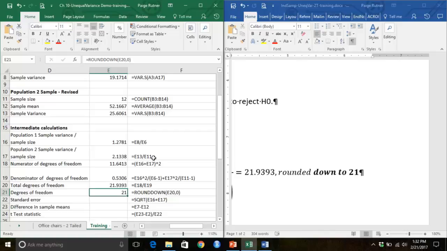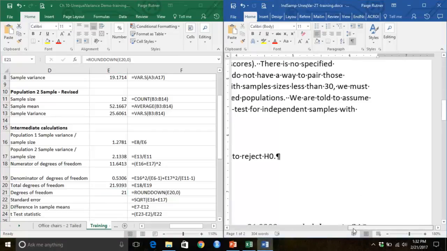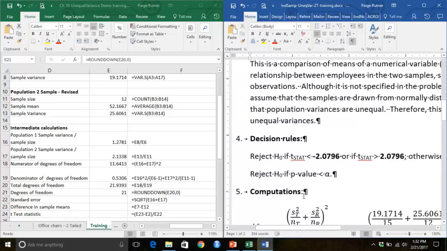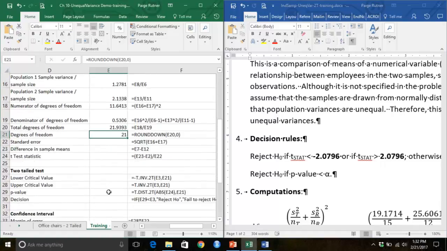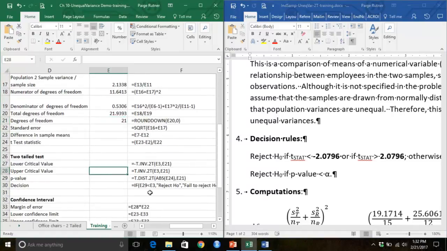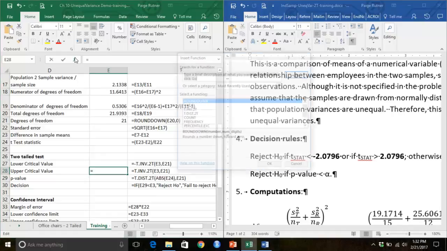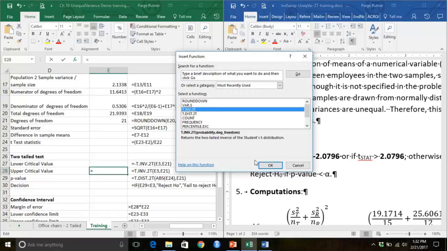All right, so with 21 degrees of freedom, and remember we started this process because we wanted to know where these two critical values came from. With 21 degrees of freedom, I'm going to come down in my spreadsheet. I now know enough to determine the critical values that we're going to compare our test statistic against. And so I will use my t-inverse two-tailed function for that. I'll do the upper critical value first.